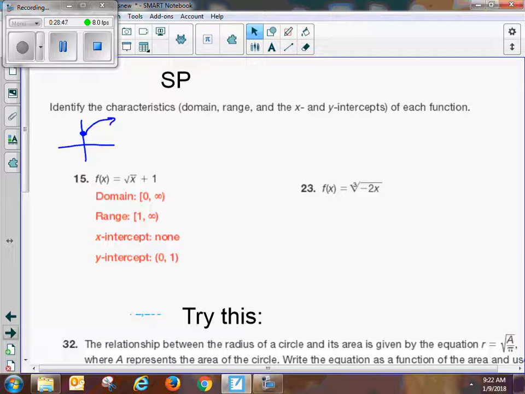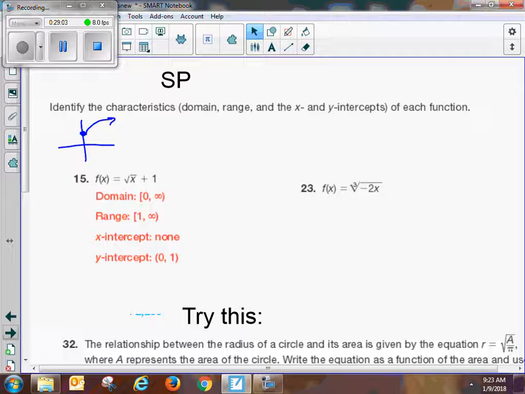Okay, now they want me to do the same thing with the cube root of negative 2x. So what I need to picture there is that it is an inverse. So my cube that's been rotated 90 degrees reflected over the axis.